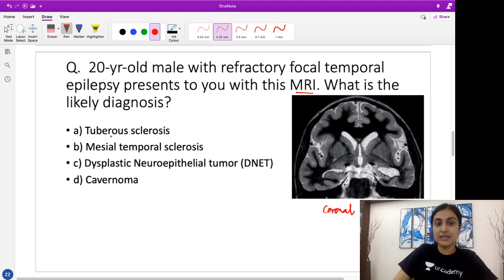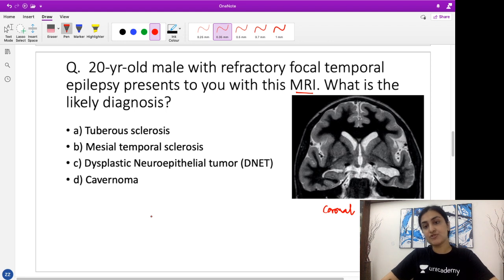Option A, tuberous sclerosis; B, mesial temporal sclerosis; C, DNET or dysplastic neuroepithelial tumor; and D, cavernoma. So these are the four options. I'm going to give you a few seconds to think over it. If you are attending the premiere, you can type in the live chat what you think the answer is.